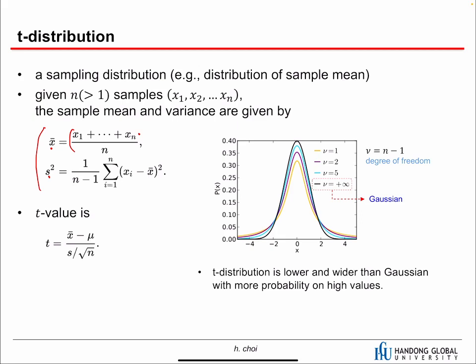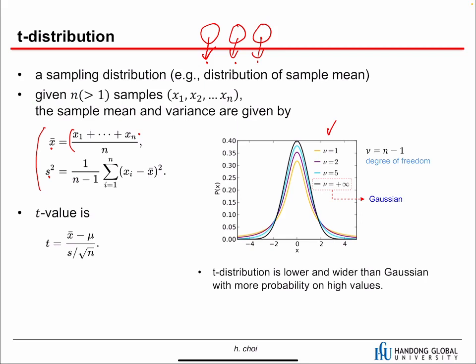But what if we have 100 samples, and another 100 samples, and another 100 samples? Then we can calculate the average and variance from each set of samples. Then this average is represented by the t-distribution. So this is the distribution of averages.